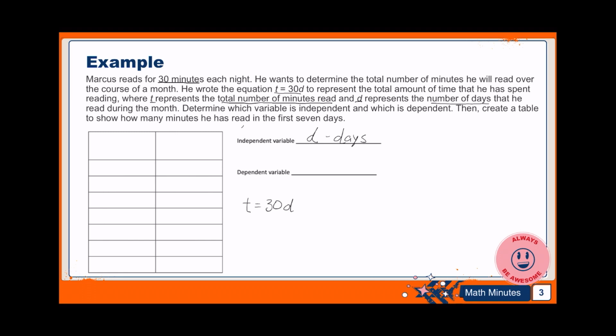Right? And this is what we call the cause. And then the effect is the dependent variable, which means, what does that tell me? Right? If I know how many days he reads, well, what does that tell me? That tells me T, which is the total number of minutes.